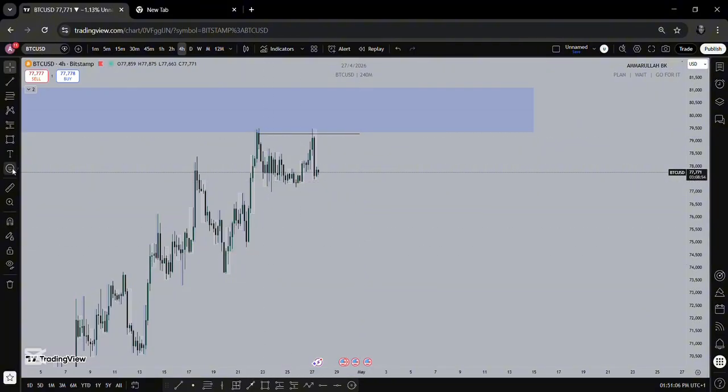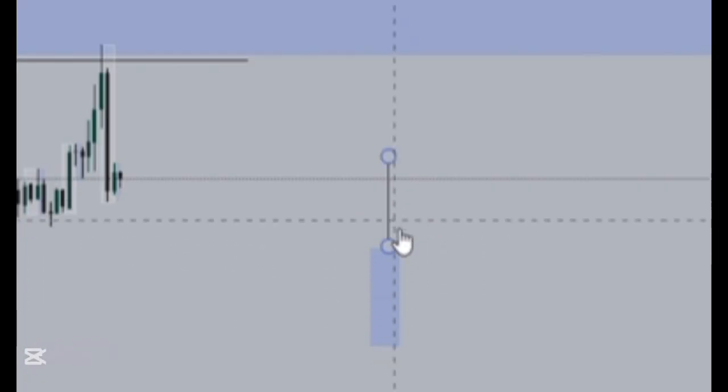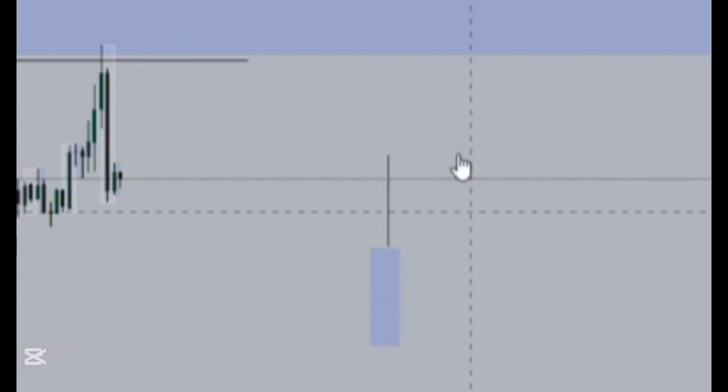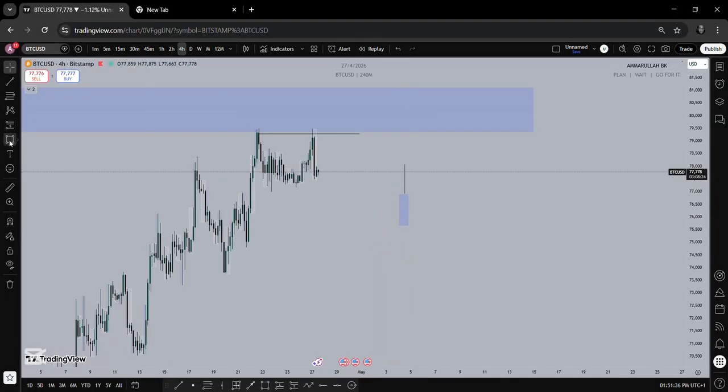It's something like this. If we are to draw it now, it will be something like this. This is the body of the candle, right? Then you will see something like this, a wick, right? So this will be the body and this will be the wick. That's for a bearish candle rejection. For a bearish rejection candle, it will be something like this. For a bullish, it will be the opposite, something like this: the body of the candle, then a wick. This will be for a bullish candle, right?